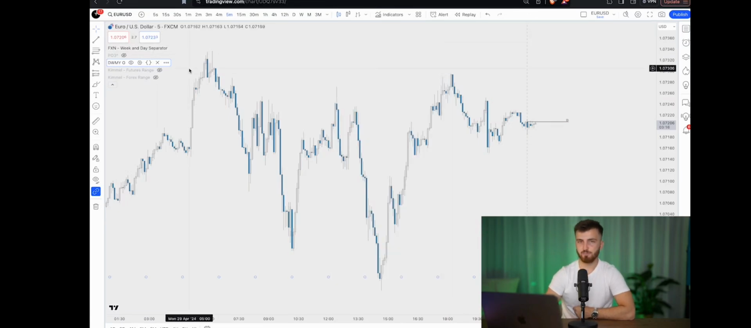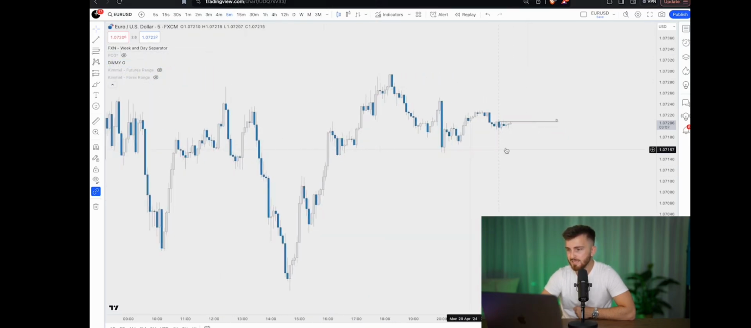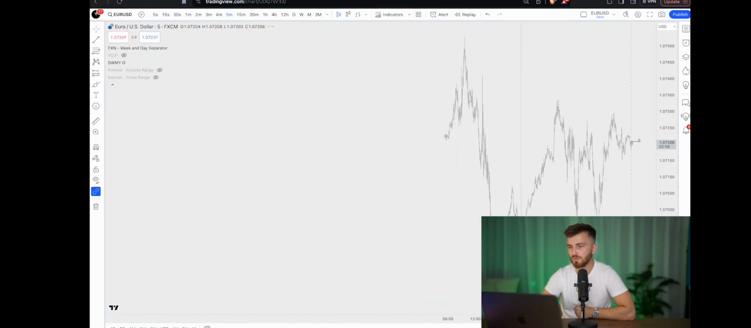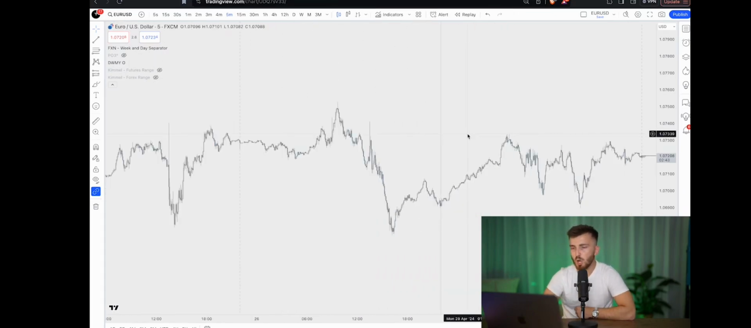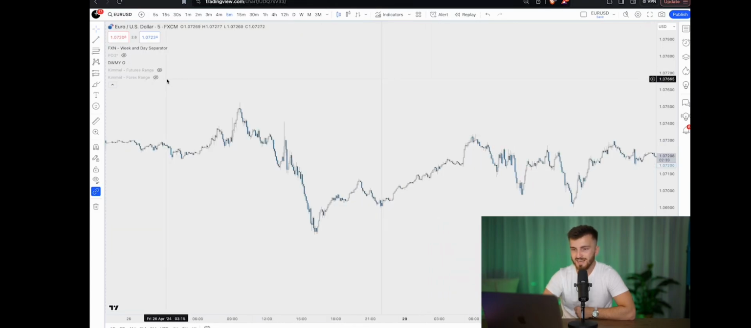Then I also have one that I've used for the longest time, which is FXN week and day separator. And this is really helpful because it basically just makes sure that every time that there's a new day, we have a line that marks the new day. So this really helps with understanding power of three. This really helps you locate yourself during the week. And that is basically it.